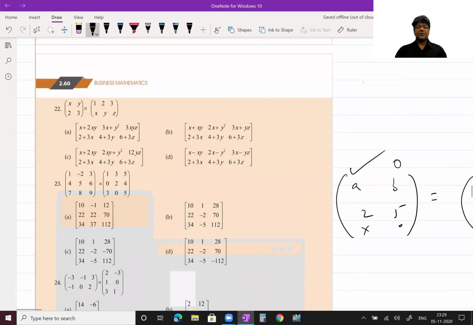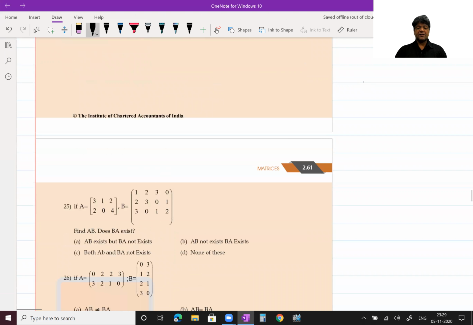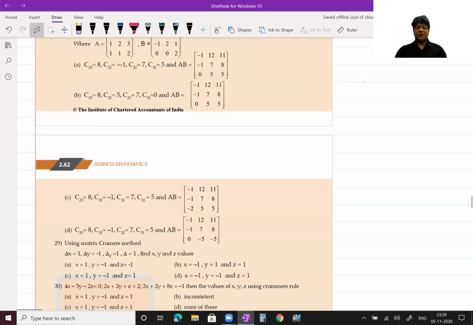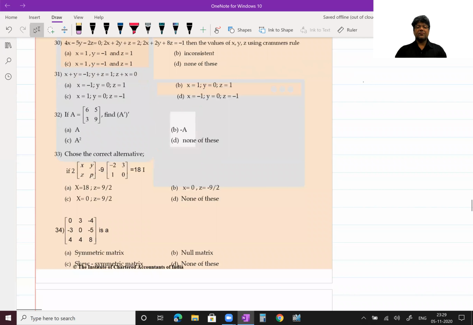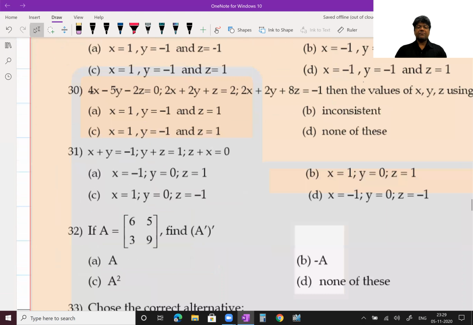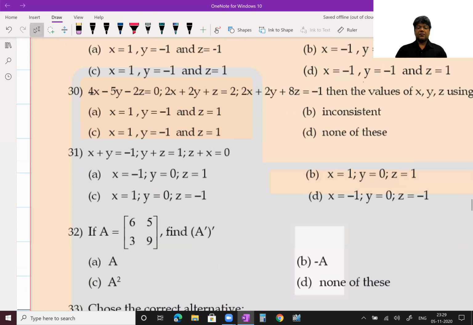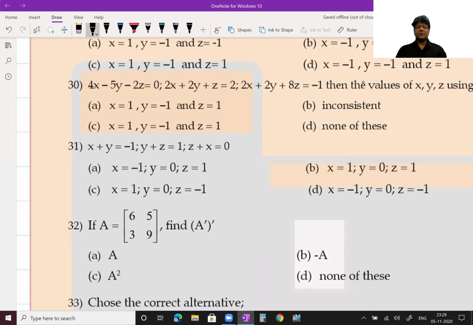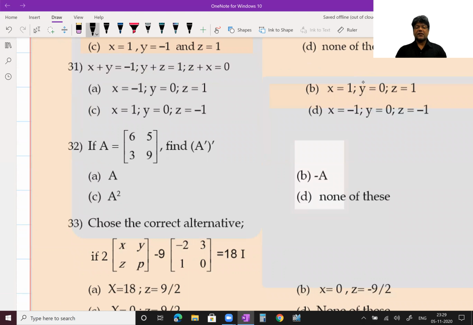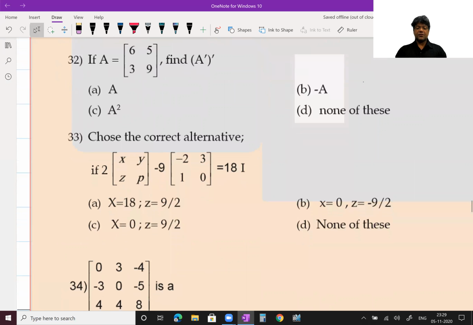All questions are involving multiplication only. Okay, guys, you can do these questions. See, this type of questions they're asking. x plus y is equal to minus 1, y plus z is equal to 1, z plus x is equal to 0. You don't need to solve, guys. See, a dash dash. Do you need to solve? No, directly you will write. A transpose of transpose is equal to A. Ulta of ulta is equal to sidha.